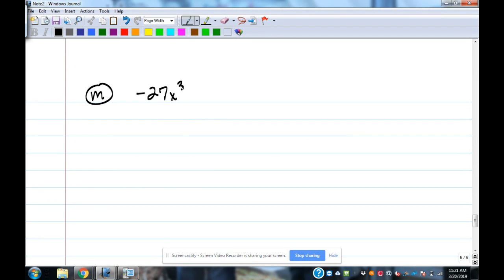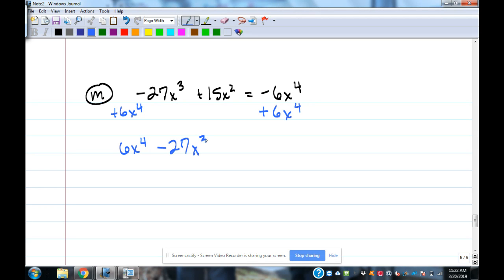Negative 27x to the 3rd plus 15x squared is equal to negative 6x to the 4th. A lot of numbers in there. If we're going to solve an equation, we need to get it equal to what? 0. What's the quickest way to get this one equal to 0? Yeah, move the 6x to the fourth. Does it have a like term over there? No. Where should it go? In the front. Descending order. So we got 6x to the fourth, 27x cubed, 15x squared equals 0.